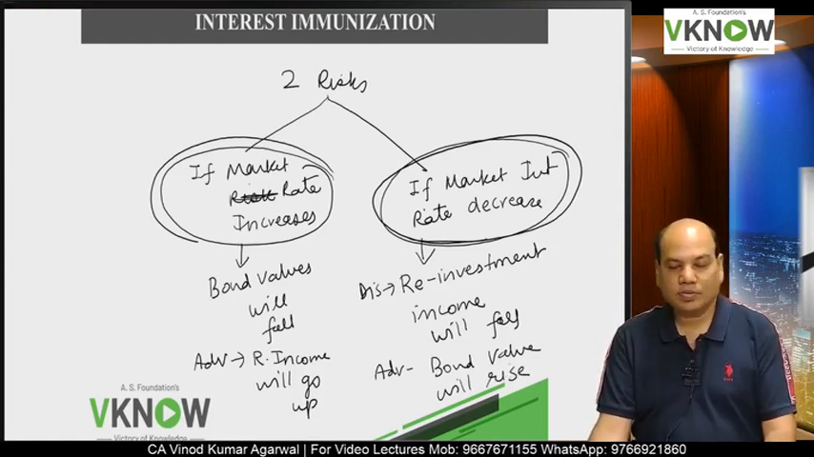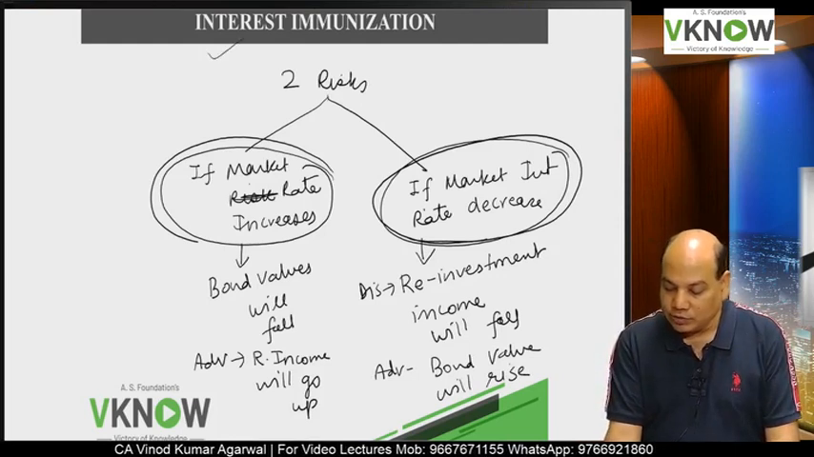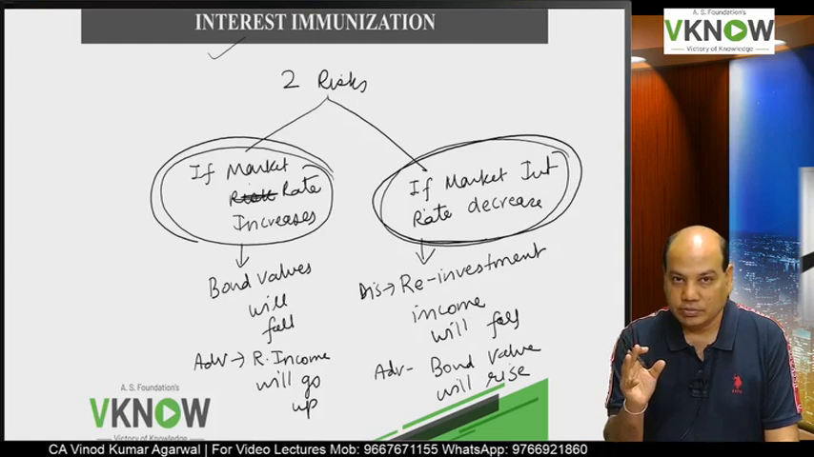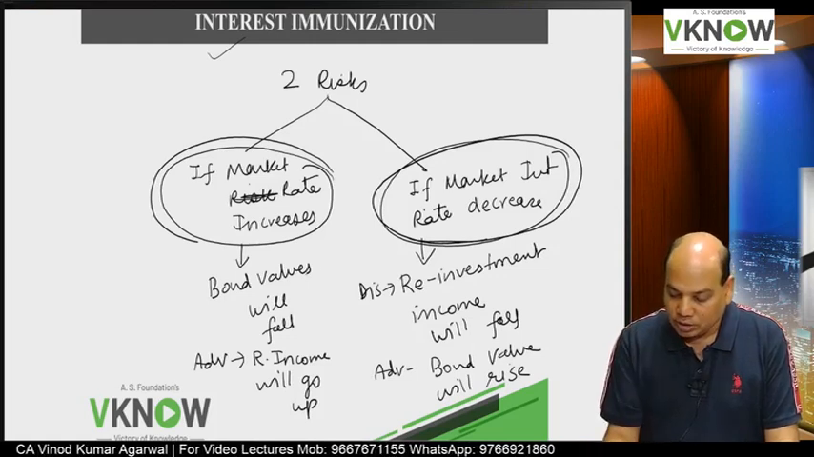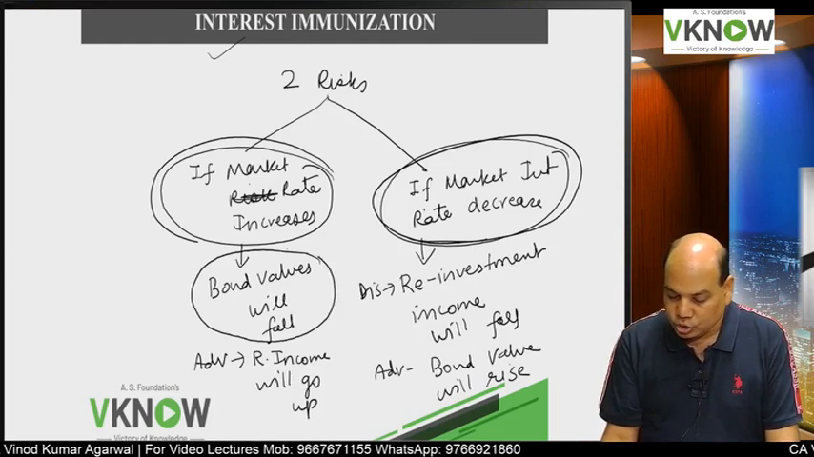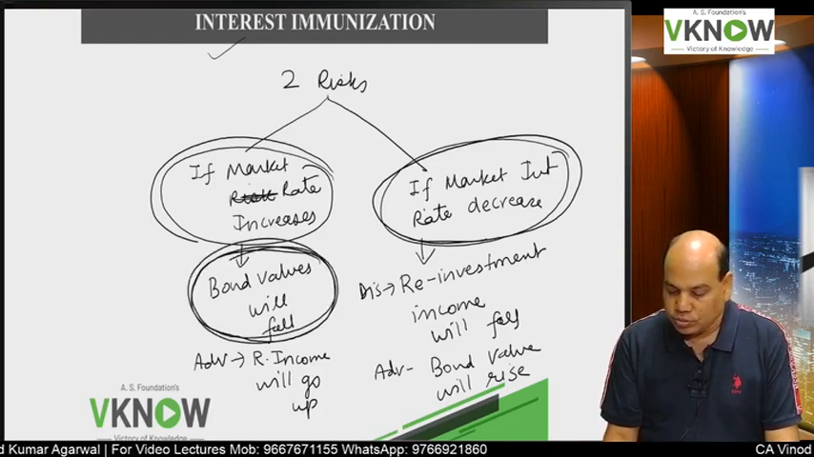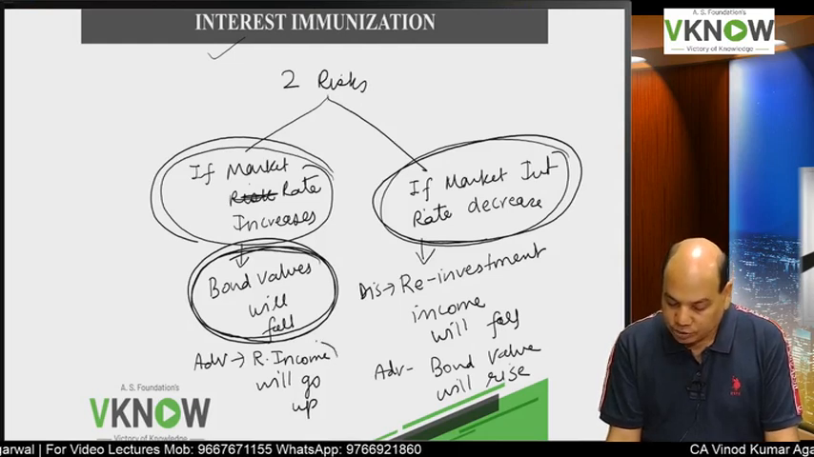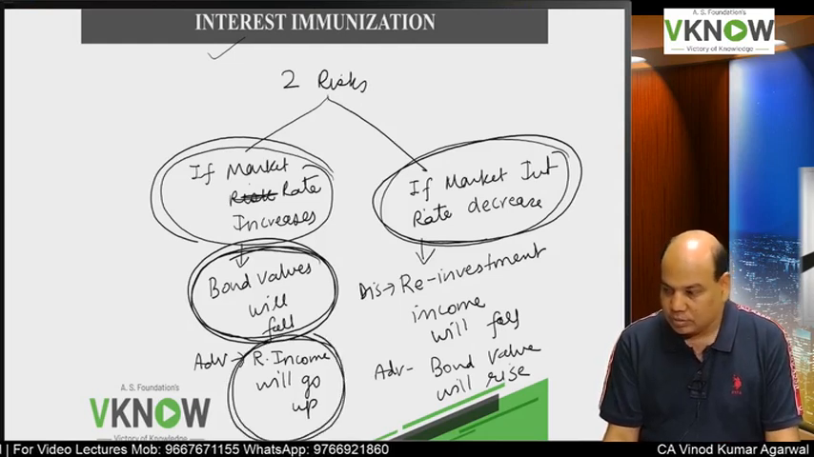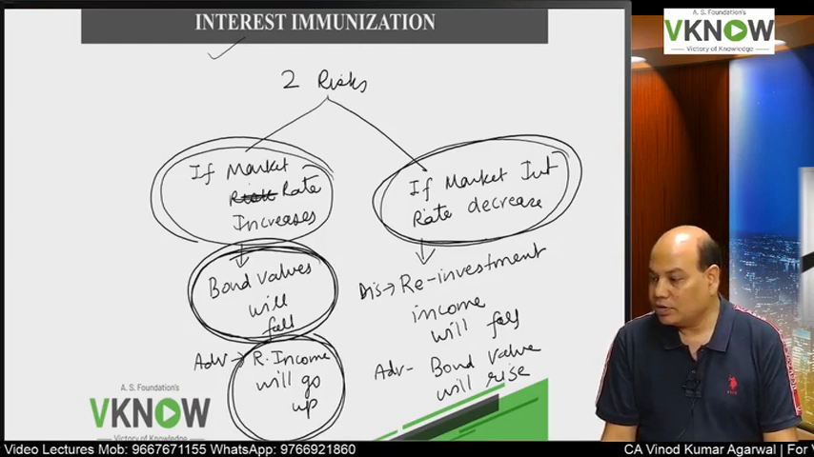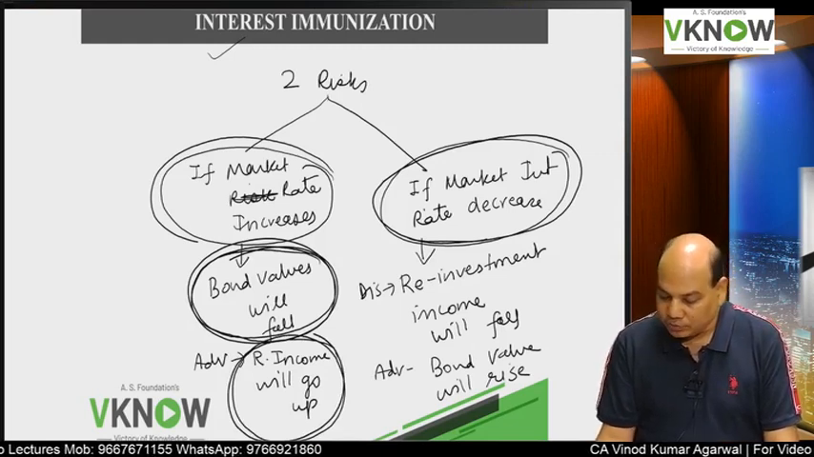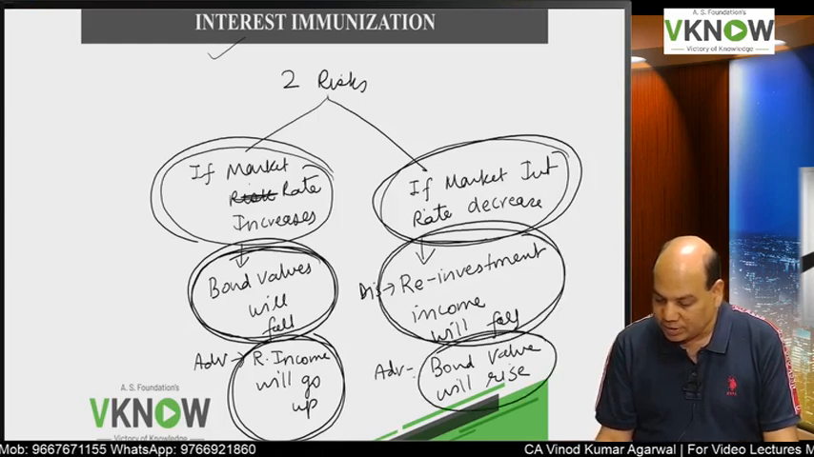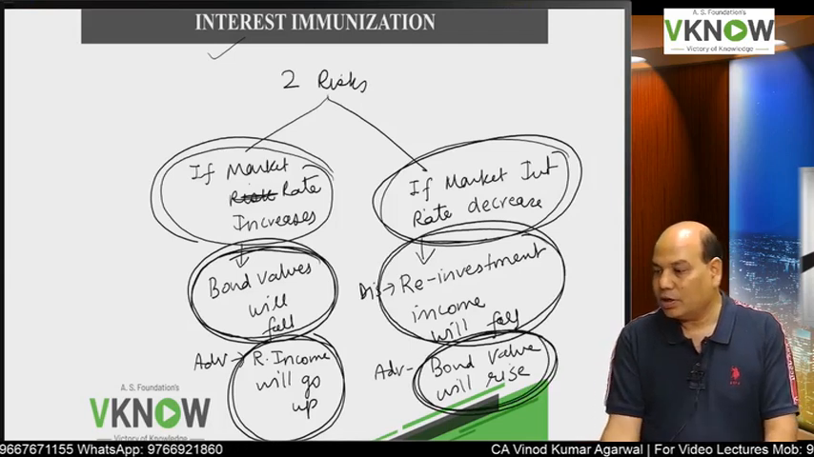Bond value will rise. So what is interest immunization? It is a strategy whereby, very interesting, the loss due to the change in value of the bond, the fall in the value of the bond, will be compensated by the gain on reinvestment income. Similarly, the loss in reinvestment income will be compensated by the gain in the value of the bond.